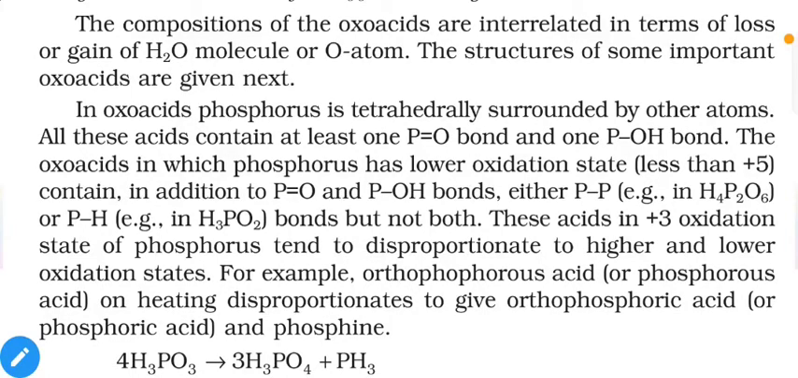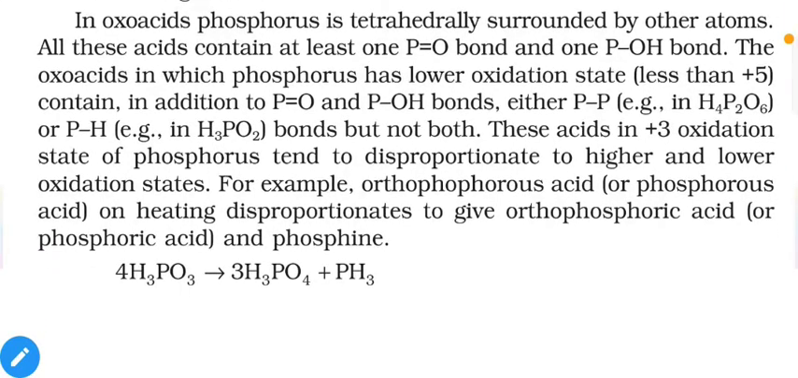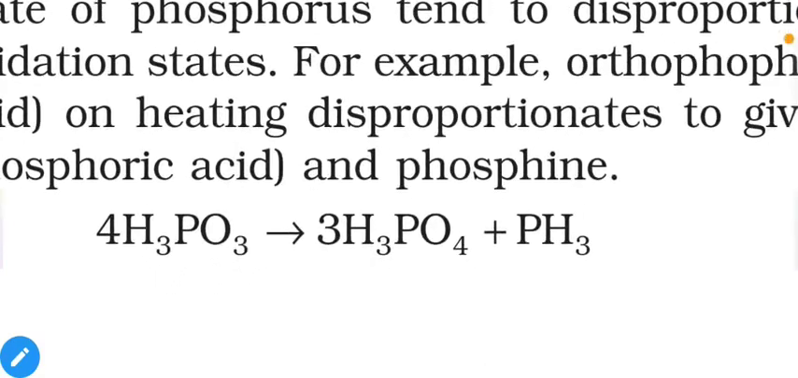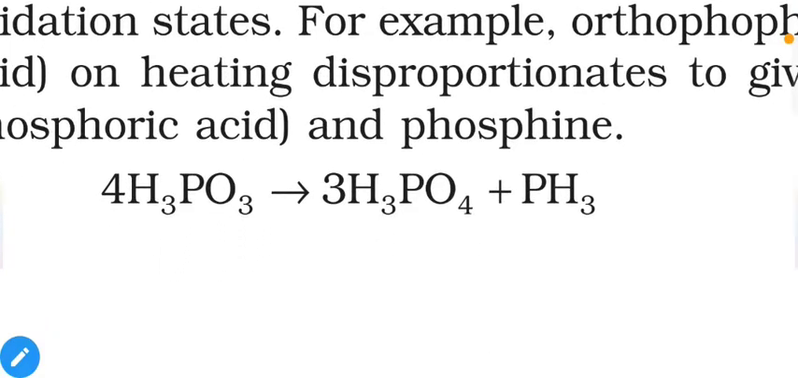These acids in plus 3 oxidation state of phosphorus tend to disproportionate to higher and lower oxidation states. That means the products will have a higher oxidation state than the reactant and a lower oxidation state than the reactant. That means you will get at least 2 different products, one with a higher oxidation state and one with a lower oxidation state than the reactant. For example, orthophosphorus acid on heating disproportionates to give orthophosphoric acid and phosphine. So H3PO3 on heating gives H3PO4 and PH3.